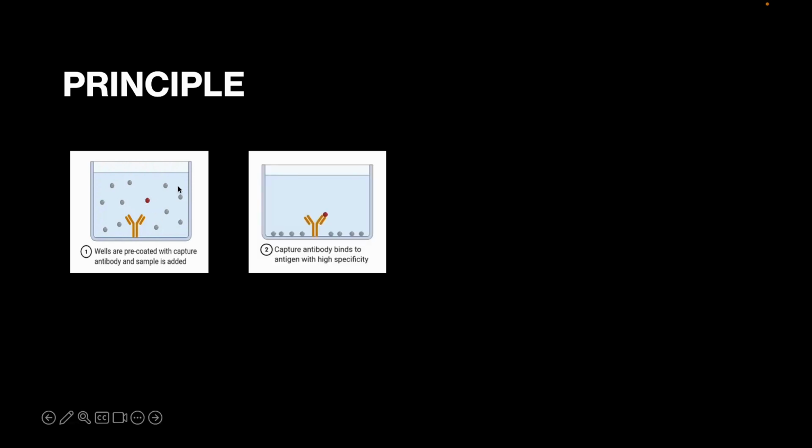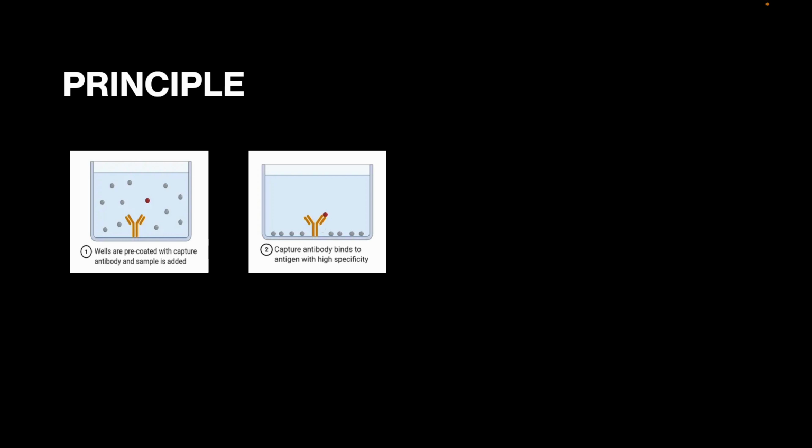Suppose you have a well in which the antibody is already coated, and then you add the sample in which you want to check the presence or absence of a protein. If the protein is present, as you can see here in red, the protein will bind to the antibody, and the rest of the proteins, which are not specific for this antibody, will not bind to the antibody.